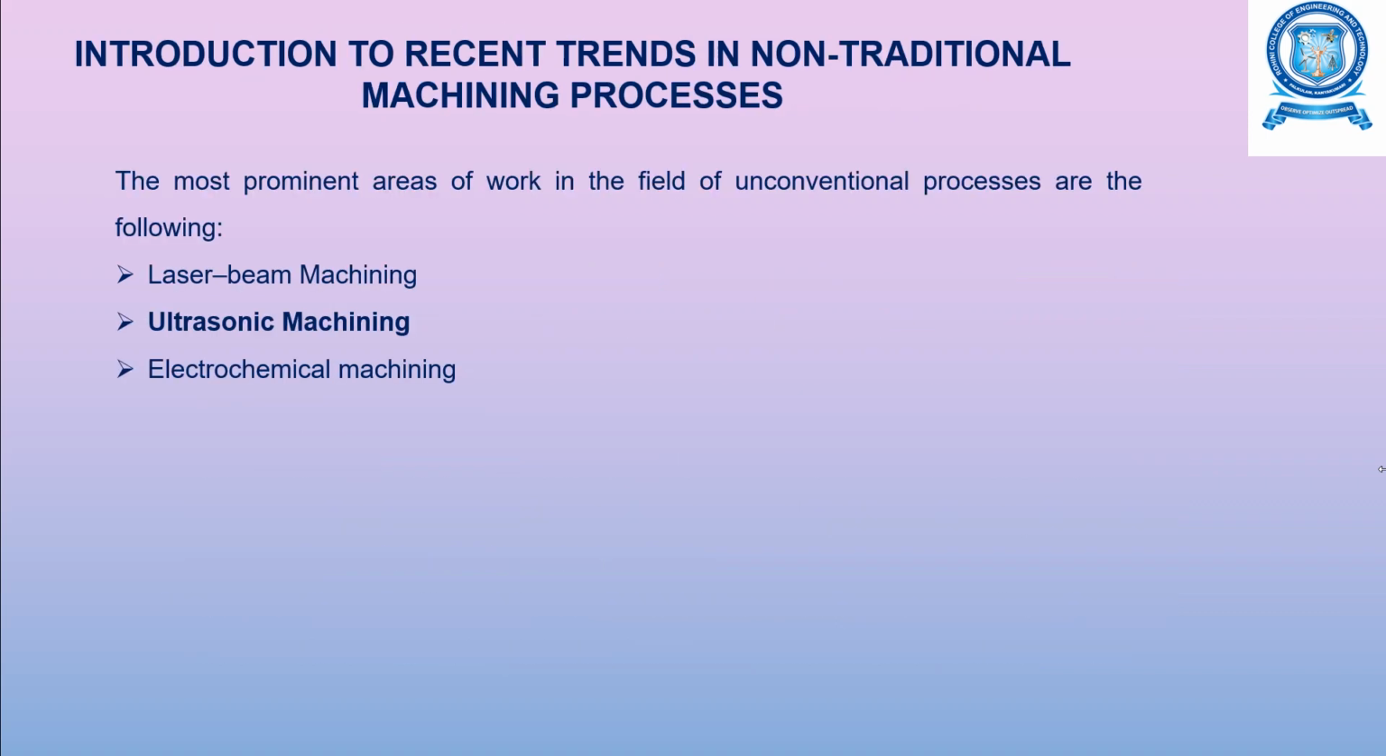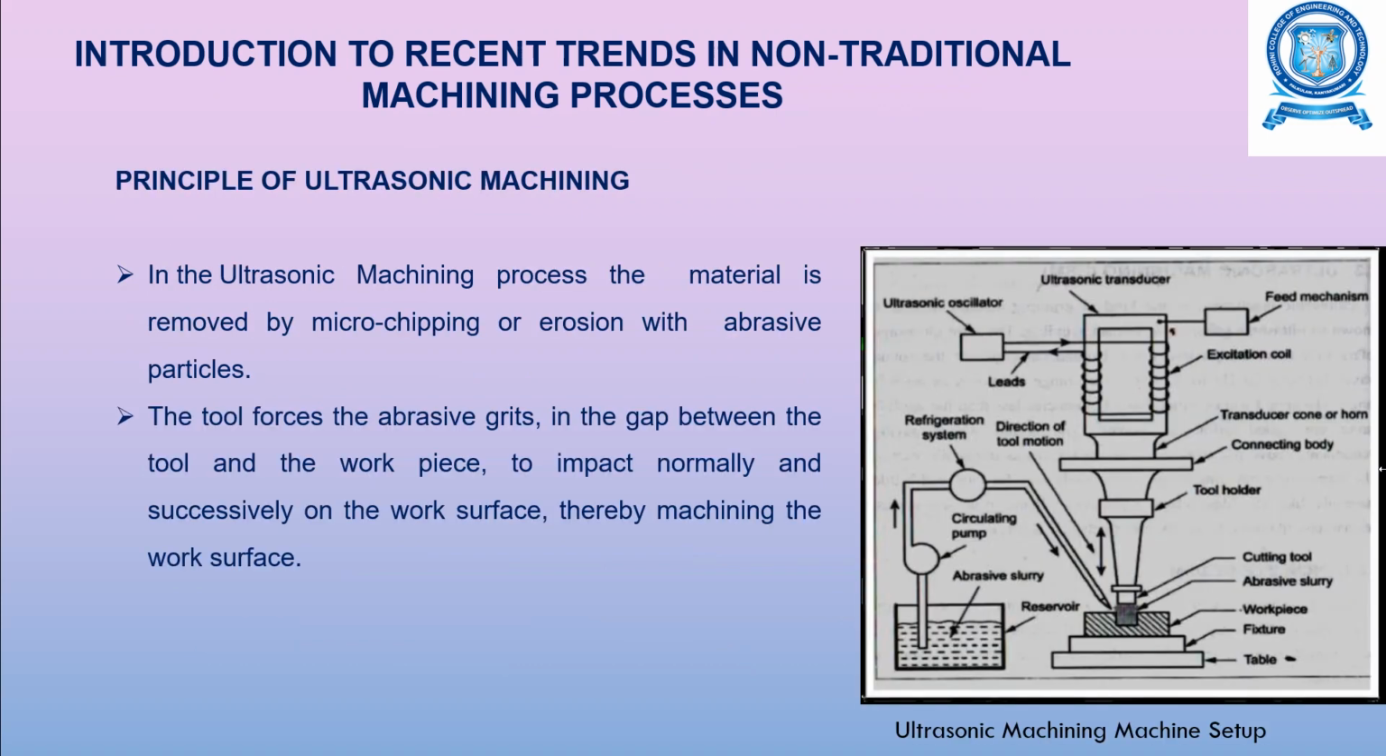So here the most prominent areas of work in the field of unconventional machining process are laser beam machining, ultrasonic machining and electrochemical machining. So in this video session, we'll be studying about the ultrasonic machining principles, its applications, advantages, disadvantages. So the principle of ultrasonic machining: here in the ultrasonic machining process, the material is removed by microchipping or erosion with abrasive particles.